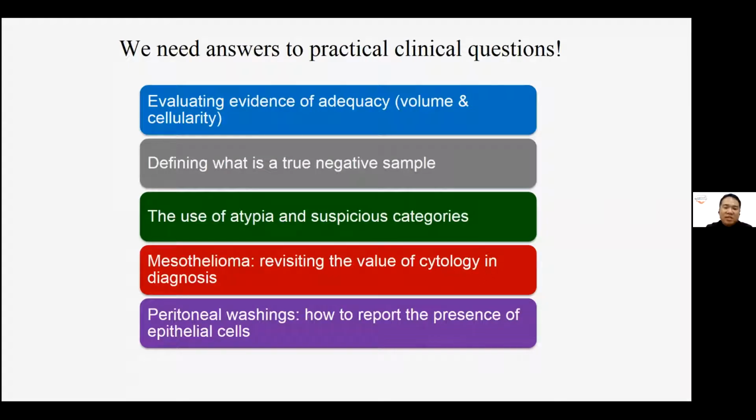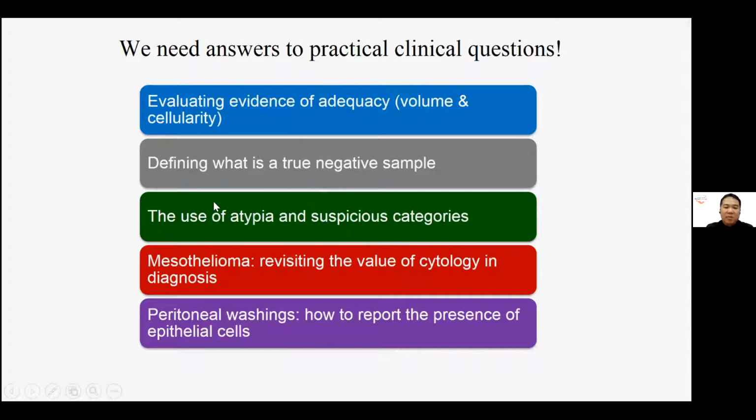Why do we need this terminology system? Because we need to evaluate adequacy. Adequacy is always a big issue for pericardial effusion, pleural effusion and ascites. How many cells, how much cellularity, is worth reporting? This is a great issue to discuss and we need to establish a consensus. Then we should define what a true negative sample is. A true negative sample is meaningful, while a false negative sample will miss the diagnosis. So we should define what is true negative.